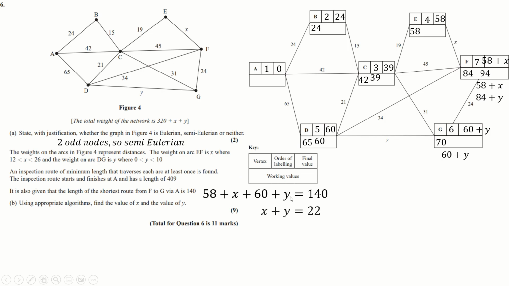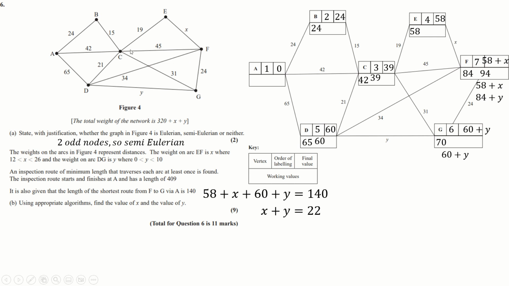So we can sort that out when we get this. So clearly we need another equation from somewhere, and it's going to be from this one, obviously. So like I said, 409 represents traversing every road and then going from A to wherever you finished and back to A from wherever you finished. Now, from this first thing we said, if you start at A, because this is semi-Eulerian, you have to finish at G because those are the odd ones.